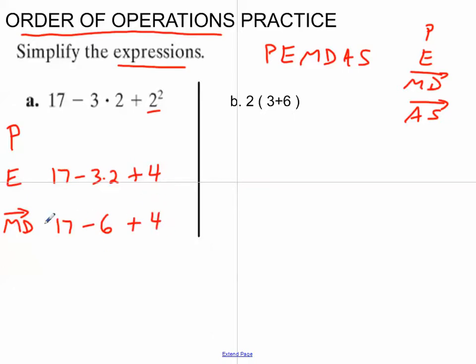Now I've cleared out all of our multiplication and division, and we simply look to addition, subtraction, simplify that, again, left to right. The arrow means left to right. 17 minus 6 is 11, plus 4 is 15, and there's our answer. Everybody who follows the order of operations correctly should get that answer of 15.